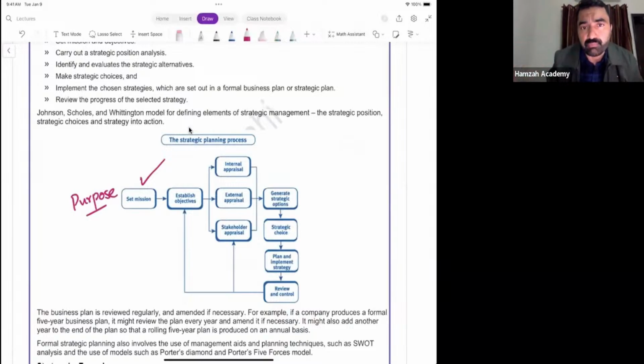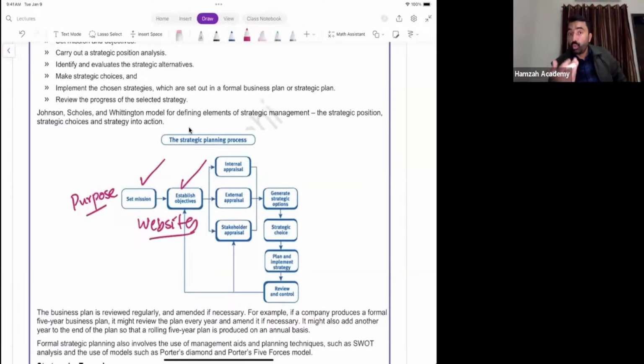So if you look at the mission of McDonald's, mission of Coca-Cola, mission of any airline, mission of a hospital, mission of any pharmaceutical company, okay, you will find every company has their mission. Mission is followed by objectives or long-term objectives. Normally, objectives are also available on the websites of the organizations as well. That is more important for us, what we are looking for. So these are established objectives.